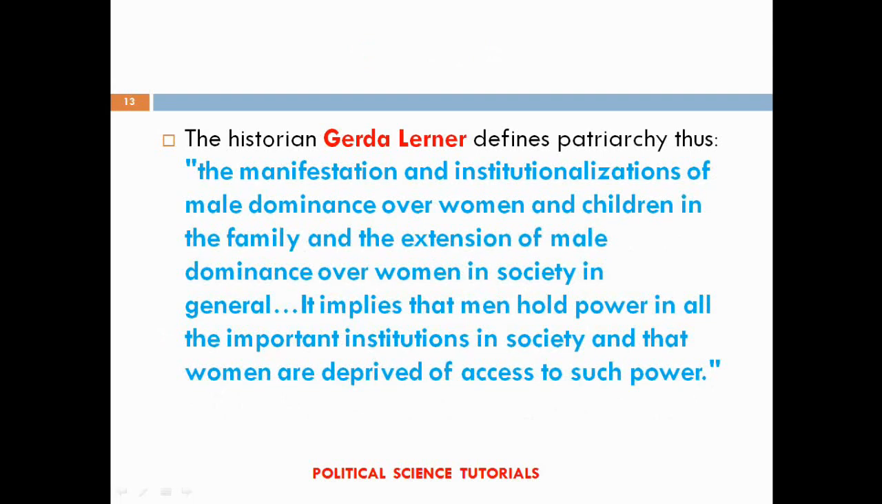If we read a quote by the historian Gerda Lerner, it will be quite clear to us what patriarchy is. She defines patriarchy thus: the manifestation and institutionalization of male dominance over women and children in the family, and the extension of male dominance over women in society in general. It implies that men hold power in all the important institutions in society, and that women are deprived of access to such power.